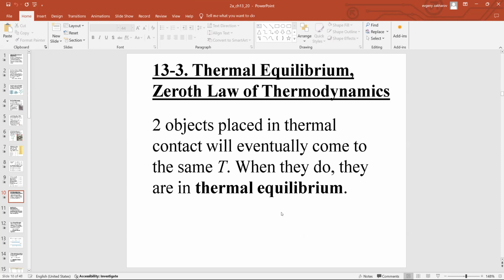Say you have cold water, you have hot water, you mix them in the same bucket. Eventually, there will be a bucket of warm water, right? It's not going to be cold, it's not going to be hot. It's going to be something in the middle. So that would be the thermal equilibrium for those two buckets.